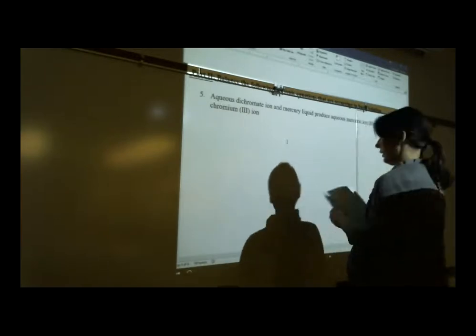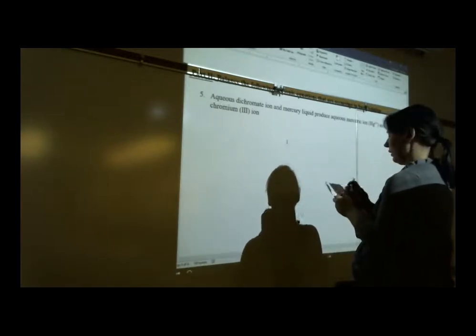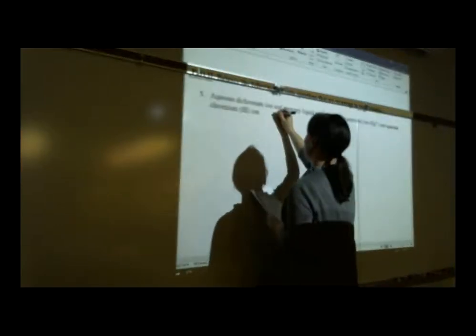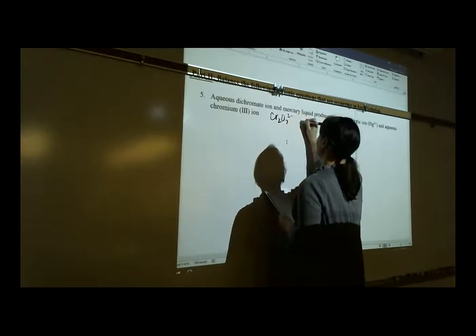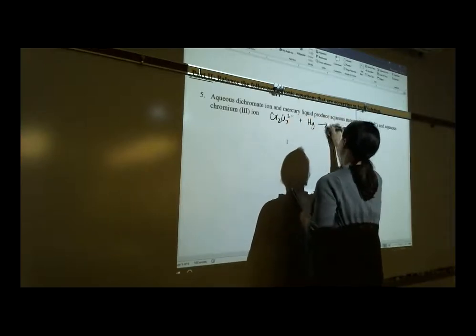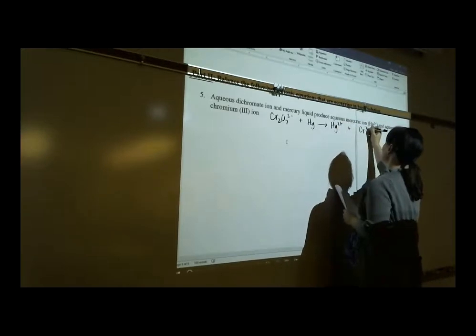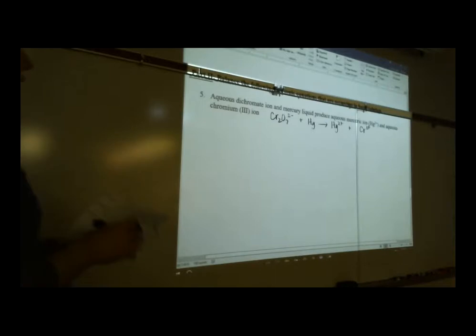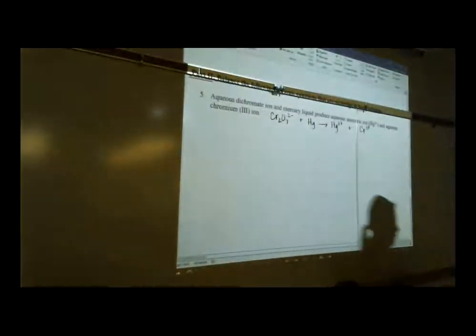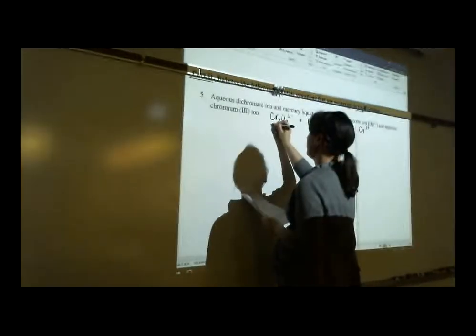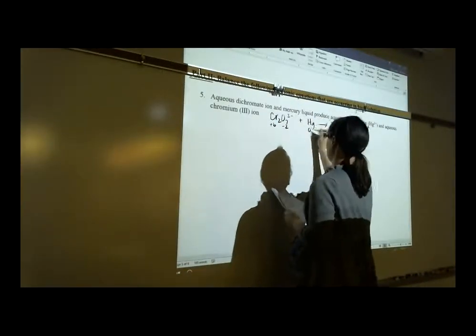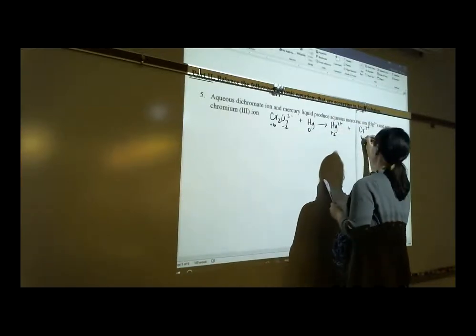All right, so we're dealing with dichromate and mercury. Cr2O7 2- and Hg, producing Hg2+ and Cr3+. All right, so again, we're going to treat it like it's acid, and then at the end, we're going to make some changes to convert it into base. So, +6, -2, 0, +2, +3.